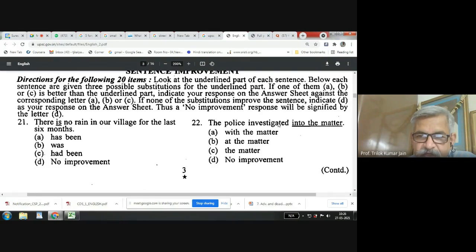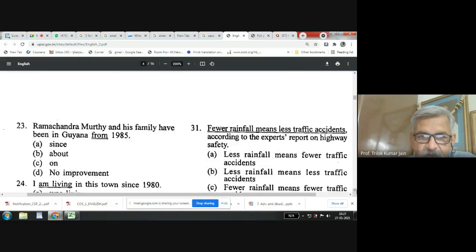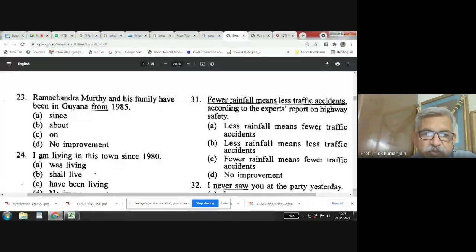The police investigated into the matter. The police investigated the matter. No need of into. Ramchandra Murthy and his family have been in Guyana from 1985. What is the answer? A, B, C. Can you give your answer? Correct. Absolutely right. A is the right answer.